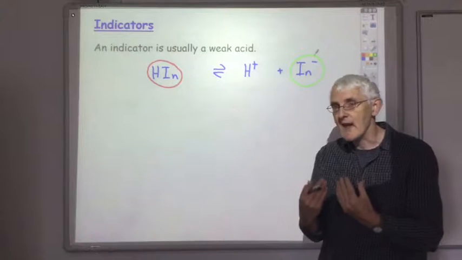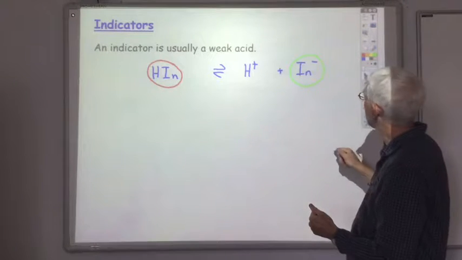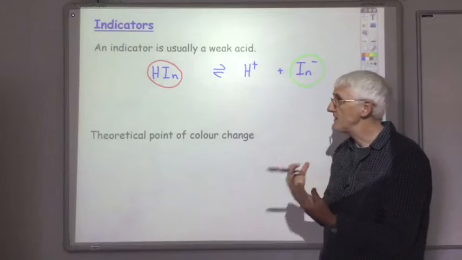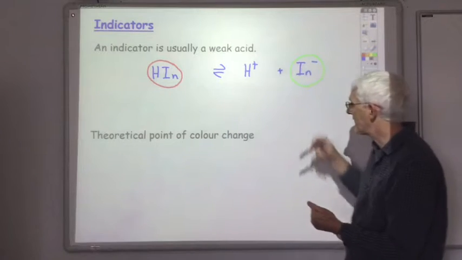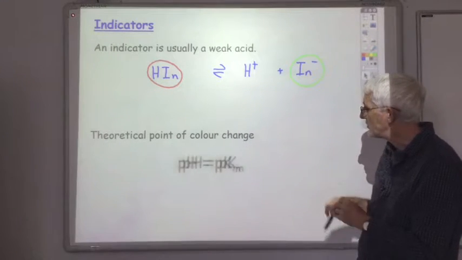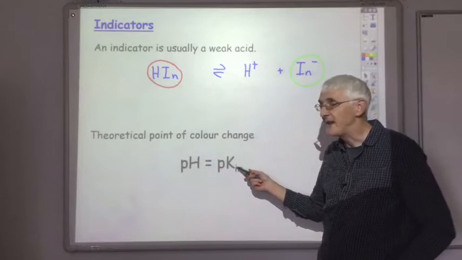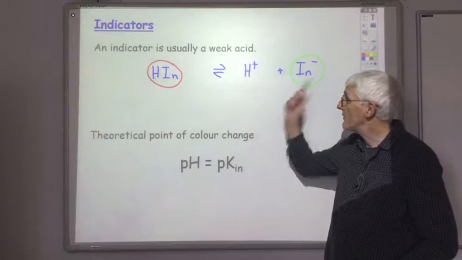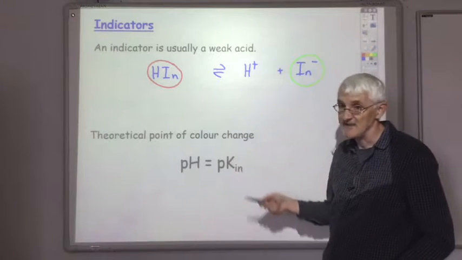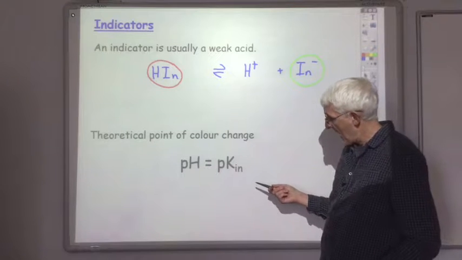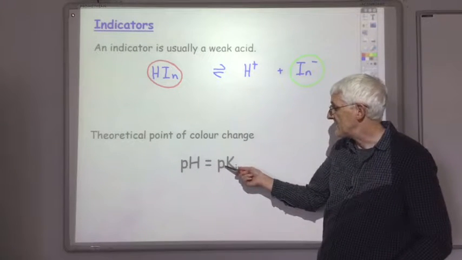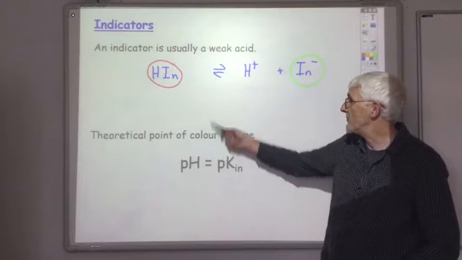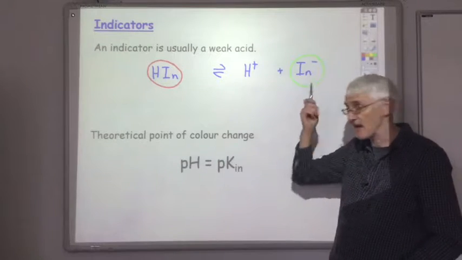So at what point does that colour change? Well, according to theory, the balance of colours changes from being that colour to that colour at the pH which is equal to the value of pKn. Now remember, K is just the equilibrium constant for the weak acid. N here just stands for indicator. So pKn is just the negative log of the K value, and that tells you the theoretical point where the colour changes from being predominantly that colour to predominantly this colour.